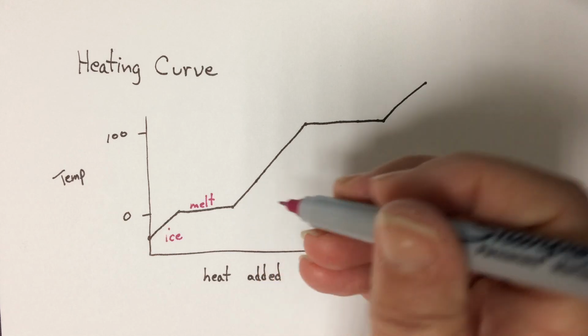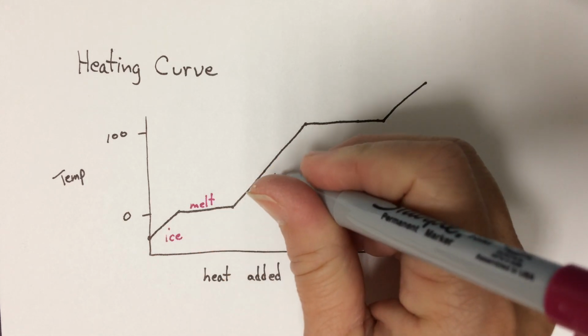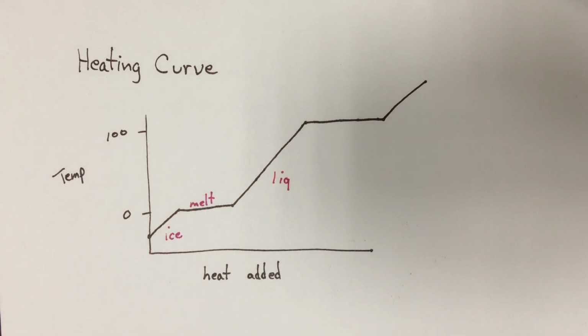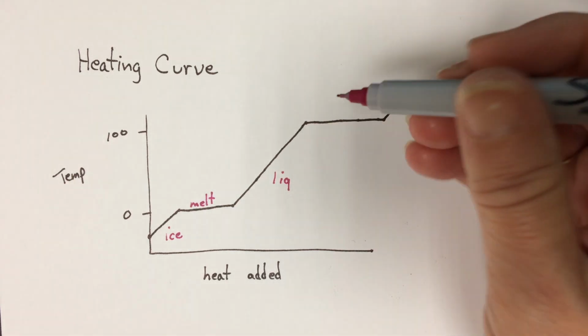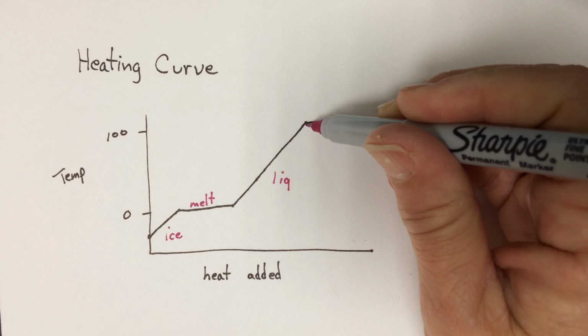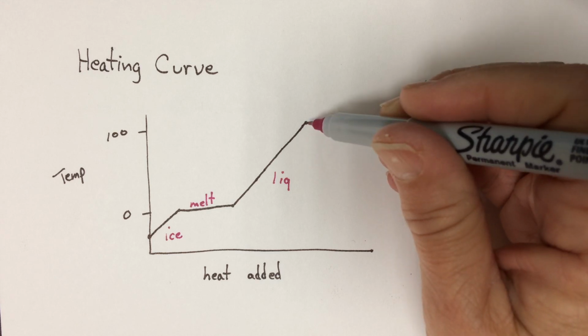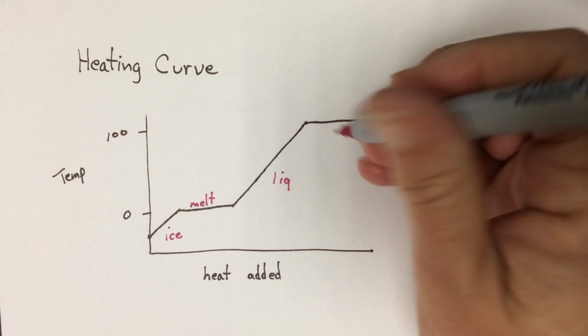So the temperature flattens out because the energy is going into melting the ice. Once all the ice is melted, we have liquid water. And if I add heat to liquid water, the temperature increases. But when we get to 100 degrees, the liquid water begins to vaporize or boil.